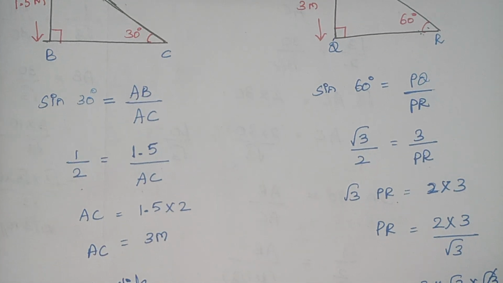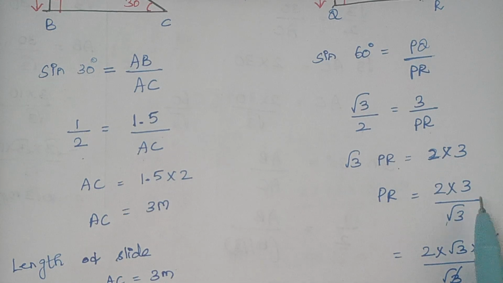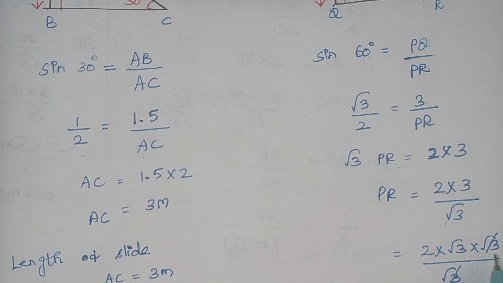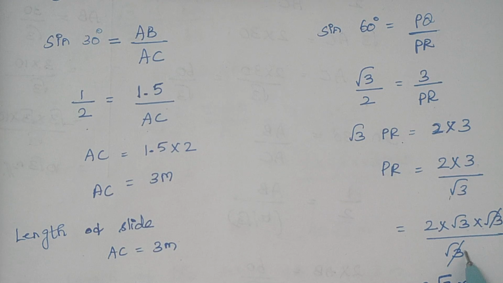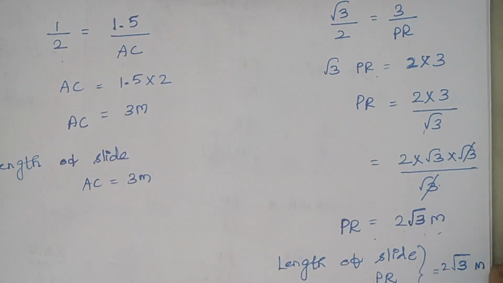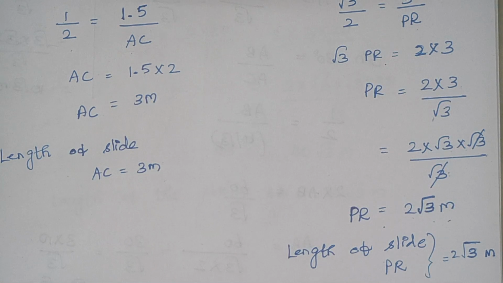So the value of PR is 2 into 3 by root 3, right? So here 3 can be written as root 3 into root 3. So here this root 3 and this root 3 cancel each other, and here the value of PR is 2 root 3 meters, right? It is 2 root 3. So for the first case, the length of the slide is 3 meter, and for the second case, the length of the slide is 2 root 3 meters, right?